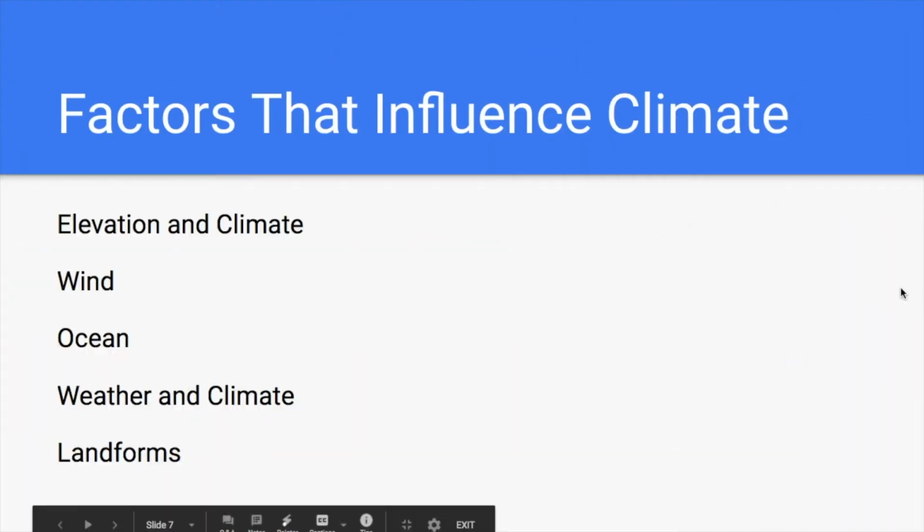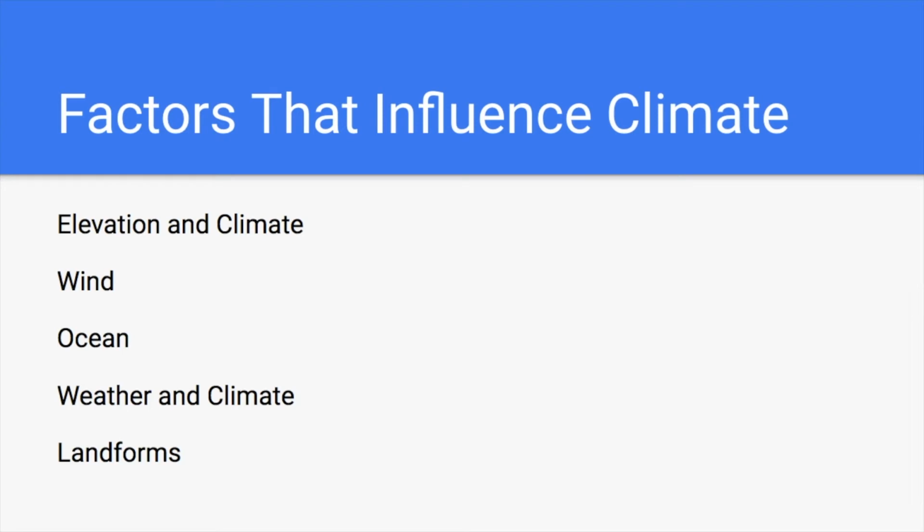In the next section, we're going to take a look at the factors that influence climate. The physical features and the physical aspects of the world and how the world moves are important to understand how the climate is created in a specific area and then how people respond to that climate. First thing we're going to look at is how elevation influences climate.